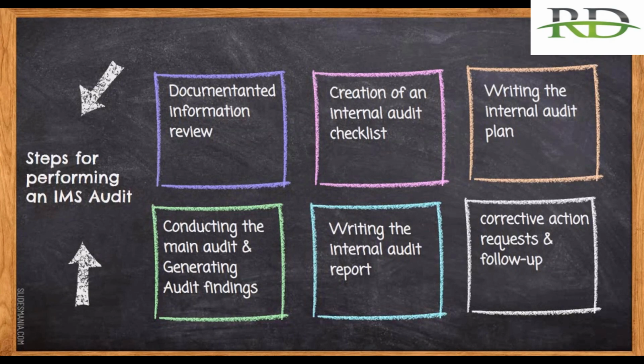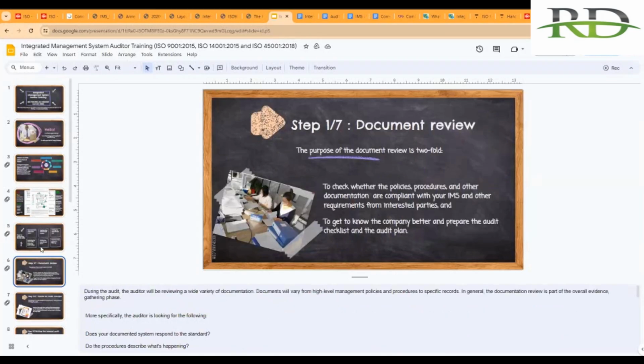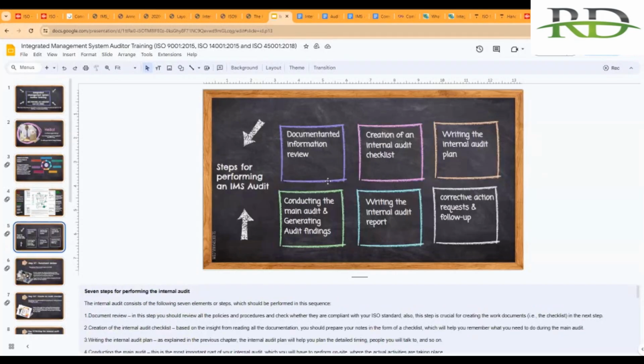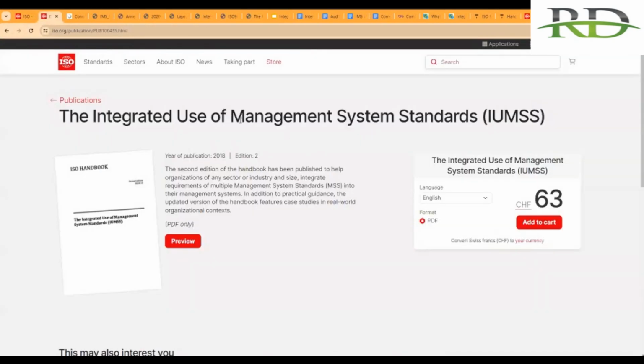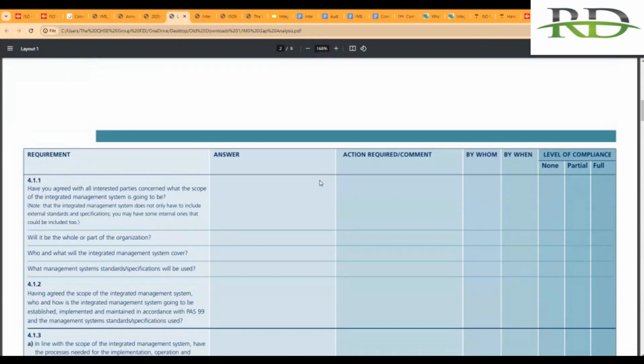So let us now start with documented information review. At this point, as I have told you, before we go to step number 1, you know how you are going to conduct an audit. But as I also said, there is a big problem with a collection of standards rather than integrated management system standards. If there is a collection of standards, there is no real auditing, okay? A collection of standards does not help the people who are using them.